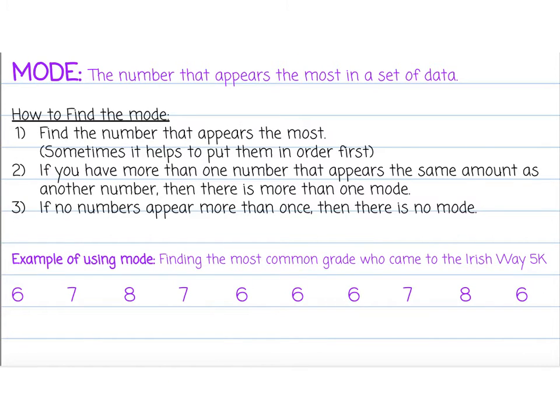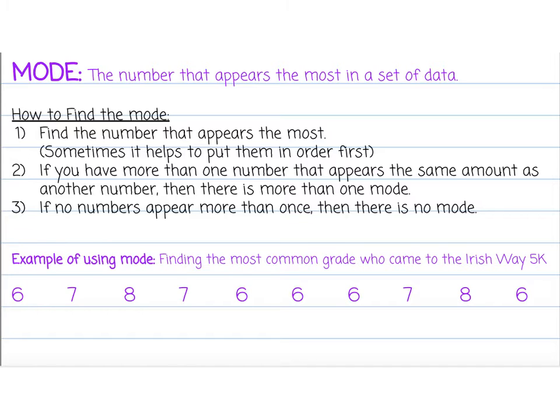Mode. This is the number that appears the most. They kind of sound similar: mode, most. So again, how do we find it? You're just trying to find the number that appears the most. Sometimes it helps if you put them in order first, because then you can easily see which number shows up most.